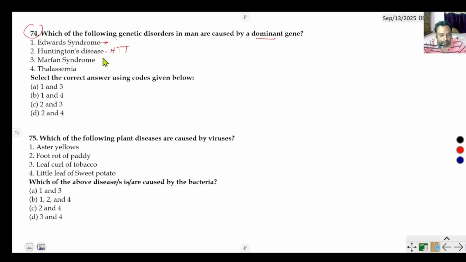Marfan syndrome is the mutation of a single gene, FBN1. Thalassemia is an autosomal recessive disorder. So the correct option is 2 and 3. C is the correct option.